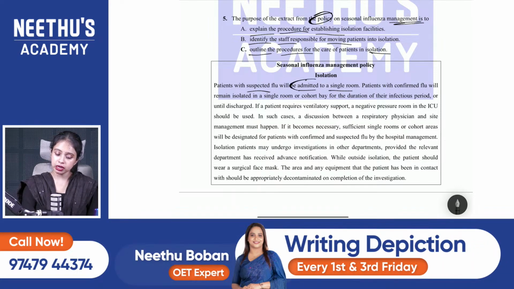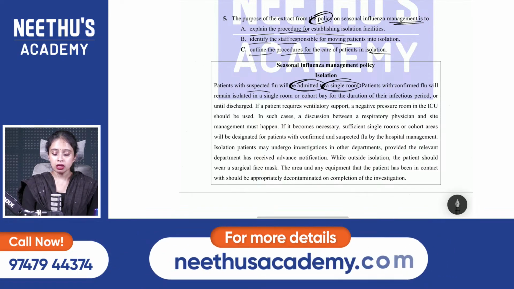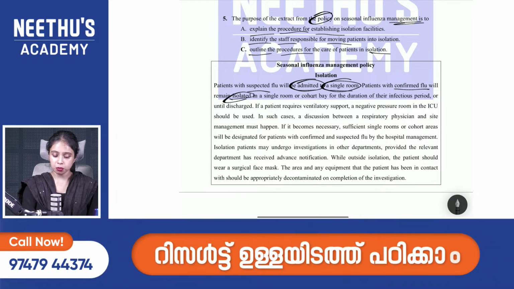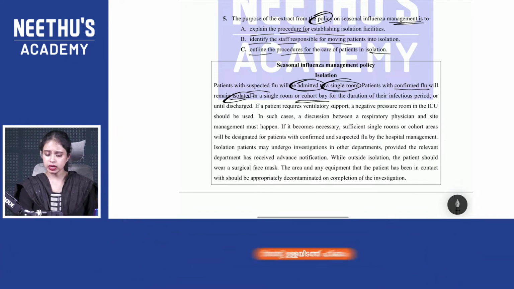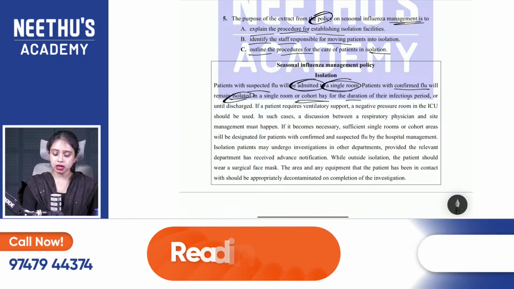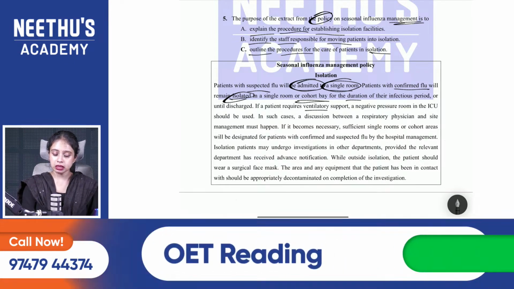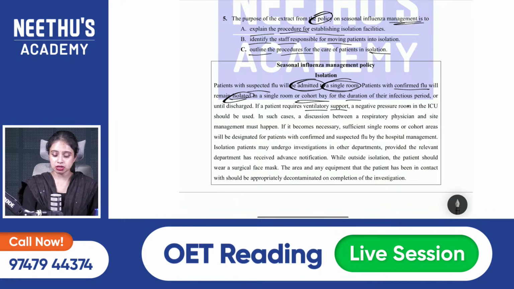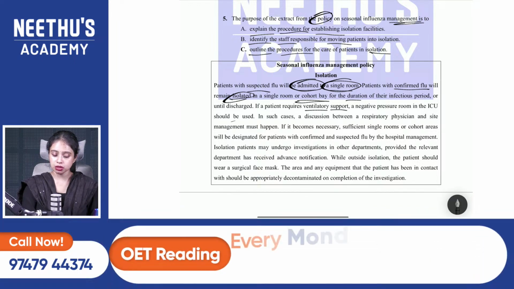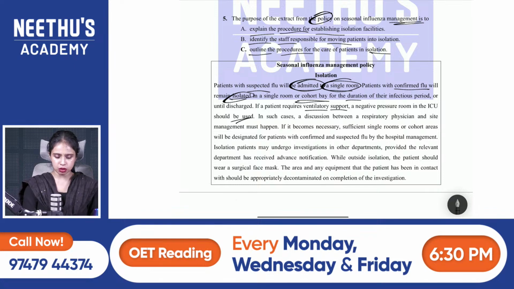Suspected ആയിട്ടുള്ളവരെ എങ്ങോട്ട് അഡ്മിറ്റ് ചെയ്യുന്നത്? സിംഗിൾ റൂമിലേക്ക്. Patients with confirmed flu will remain isolated in a single room or cohort bay. Cohort bay, which means still they are isolated for the duration of their infectious period or until discharged. If a patient requires ventilatory support, a negative pressure room in the ICU should be used. Ventilatory support വേണമെങ്കിൽ they can be used that.